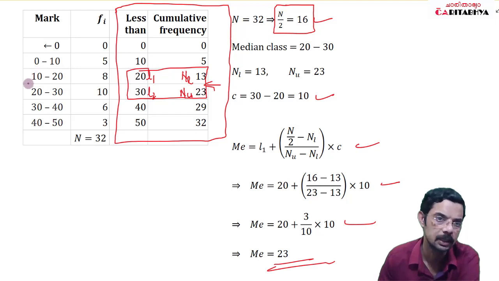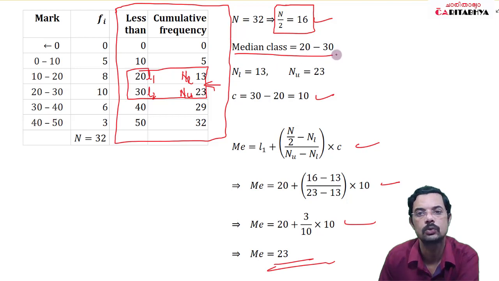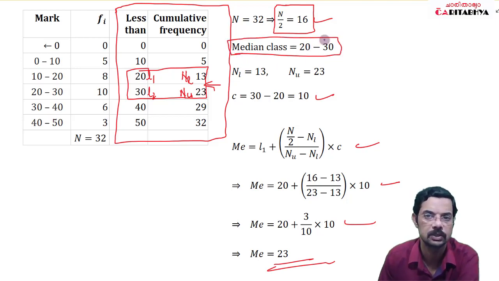Now in case you are not given exclusive class intervals, you can either convert them to exclusive class intervals and then solve the problems, or else it is not necessary to convert all of them except the median class. We need to convert the median class to exclusive class in case it is not exclusive. Exclusive means we need to convert it into continuous form, and then we will get L1 and L2.